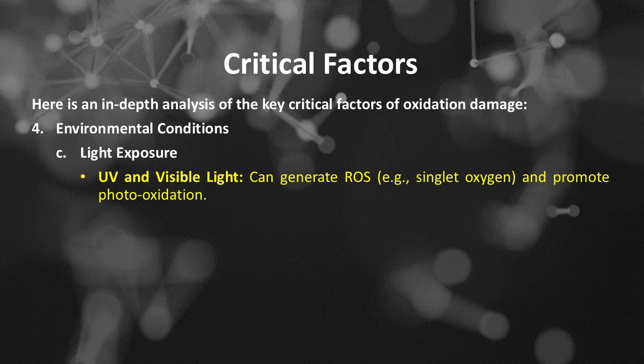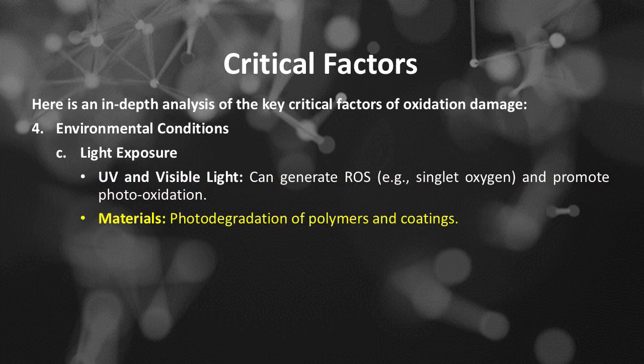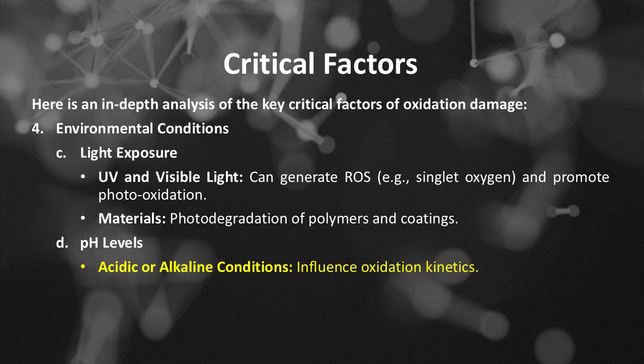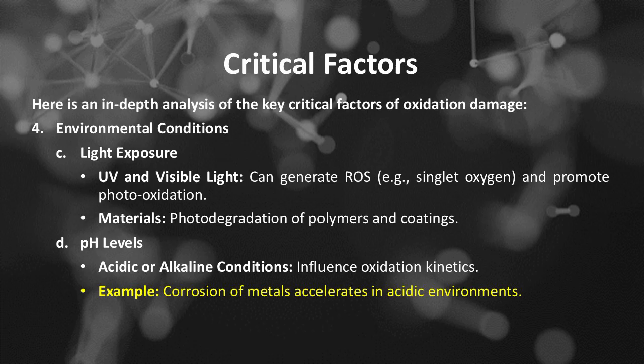Light exposure: UV and visible light can generate ROS such as singlet oxygen and promote photooxidation. In materials, light exposure causes photodegradation of polymers and coatings. Number D of environmental conditions is pH levels. Acidic or alkaline conditions influence oxidation kinetics. For example, corrosion of metals accelerates in acidic environments.